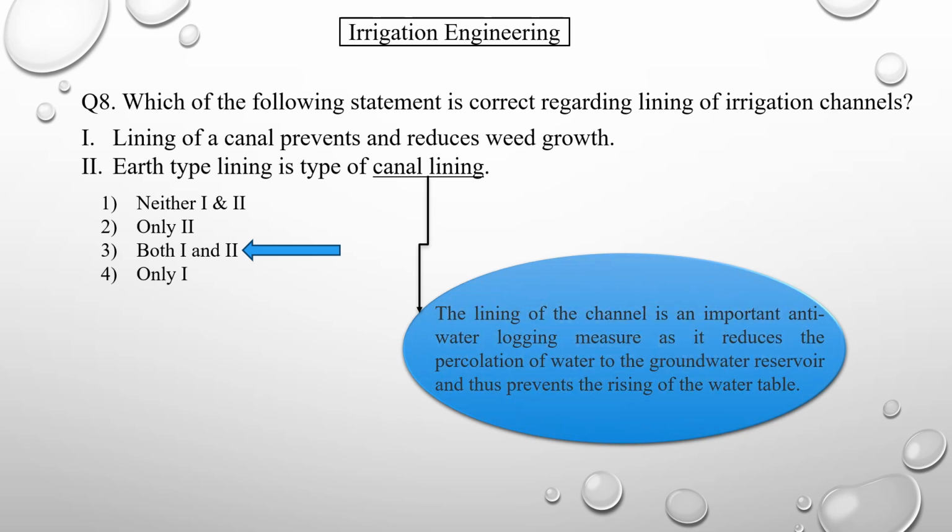Then canal lining. Canal lining is some kind of lining which is used to prevent waterlogging or to prevent the seepage of water or to prevent the percolation of water from the ground reservoir.